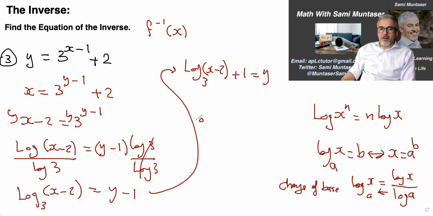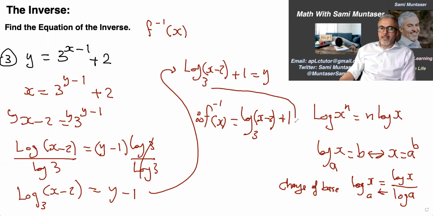And therefore the inverse is represented as f to the negative 1 of x equals log base 3 of x minus 2, plus 1. And that is the answer.